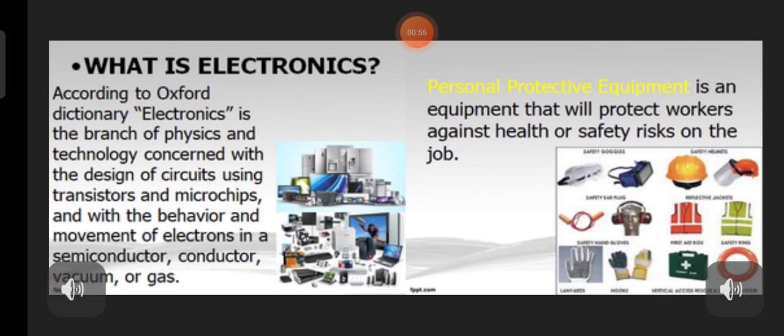Let us define electronics. According to Oxford Dictionary, electronics is the branch of physics and technology concerned with the design of circuits using transistors and microchips, and with the behavior and movement of electrons in a semiconductor, conductor, vacuum, or gas. Aside from those components, it also deals with the circuit designing using some other components.